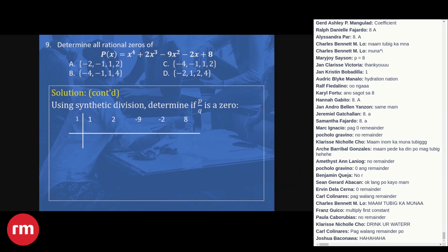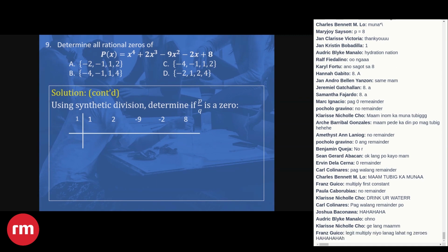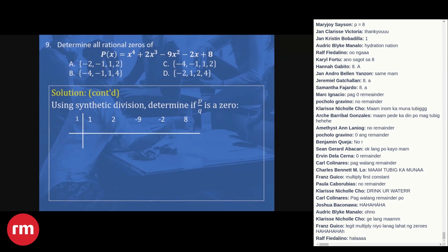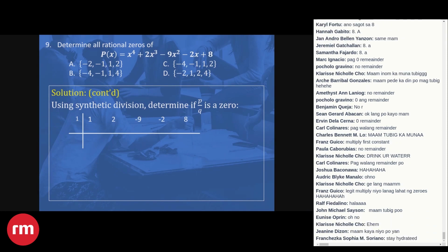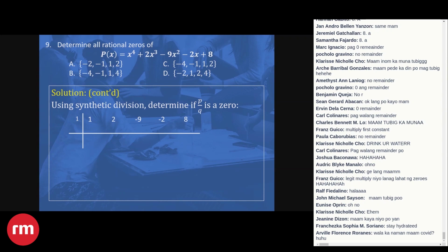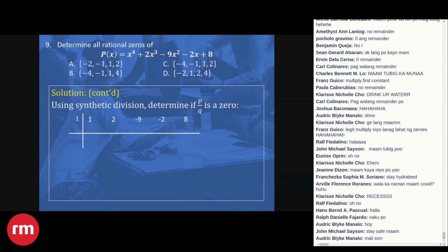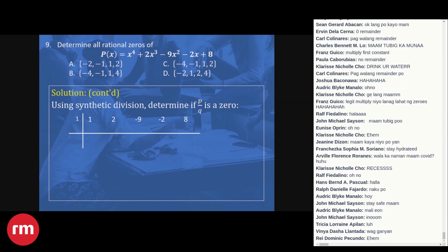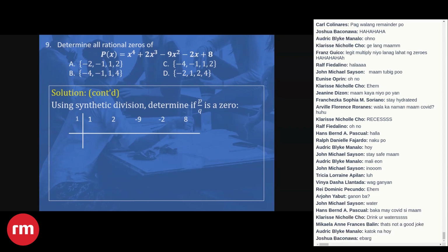Yan, medyo napagod si ma'am kanina. Pahinga lang muna konti. Hintayin lang natin makainom si ma'am saglit. Wala naman, kayo naman.